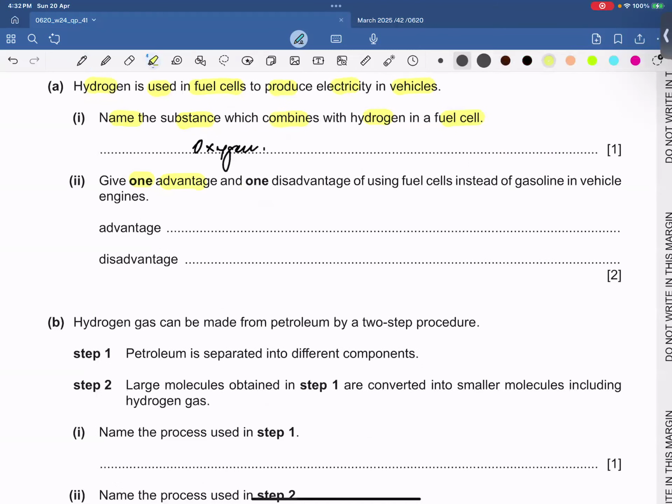Give one advantage and one disadvantage of using a fuel cell instead of gasoline in a vehicle engine. Advantage: less amount of carbon dioxide, rather, environmentally friendly is a better word. Because the steam is given off, which is not a pollutant. Disadvantage: very expensive.